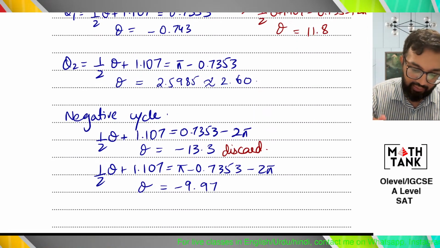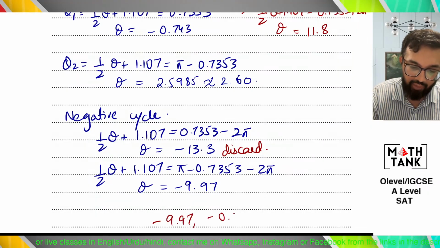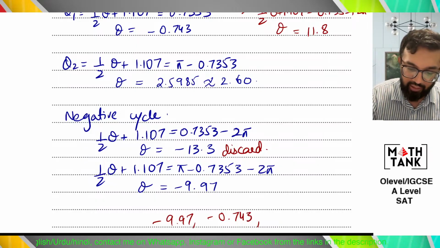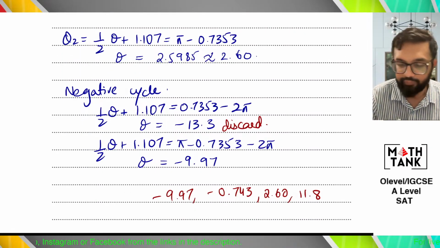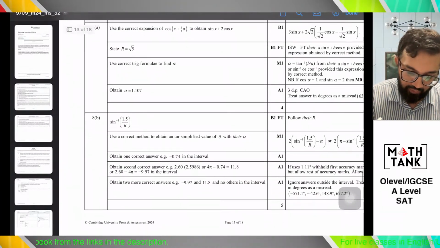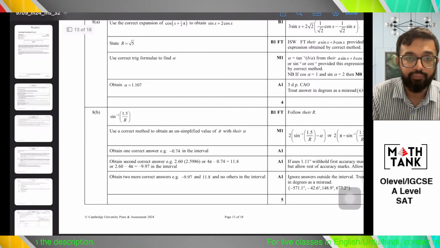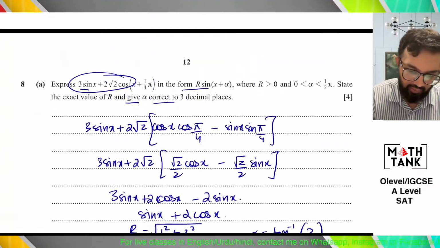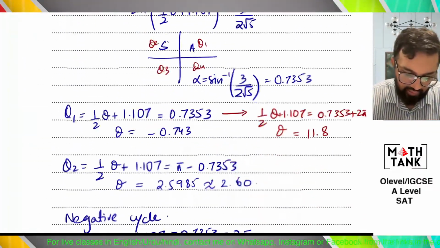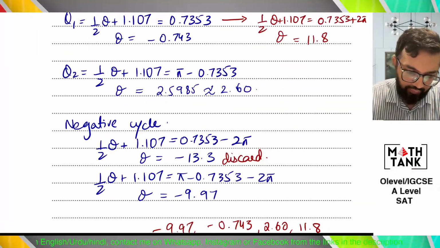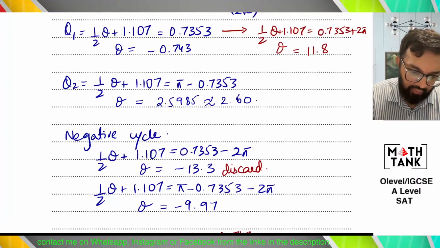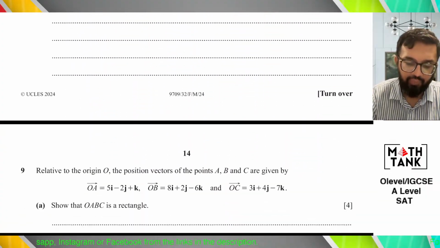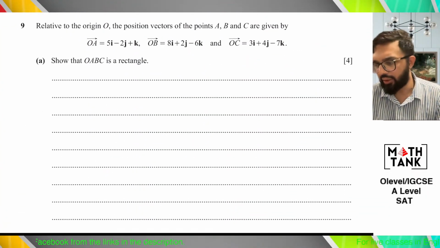तो मेरी करेक्ट आंसर्स की लिस्ट क्या बन गई है? मोस्ट नेगेटिव आंसर इज -9.97. देन आई हैव -0.743. then I have 2.60 and I have 11.8. Okay, those are the four answers that you should have. Does it say two decimal places? It doesn't say anywhere कि मुझे two decimal places पे देना चाहिए. So if something's rounding off, you do that. Okay. Question number 9 is vectors.